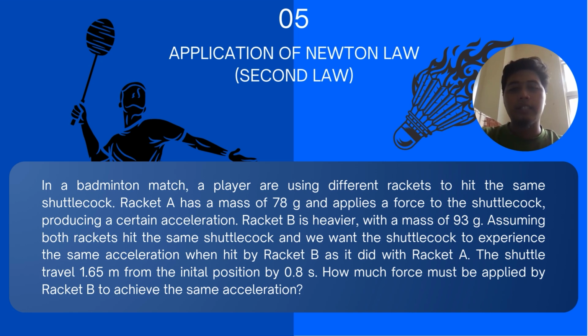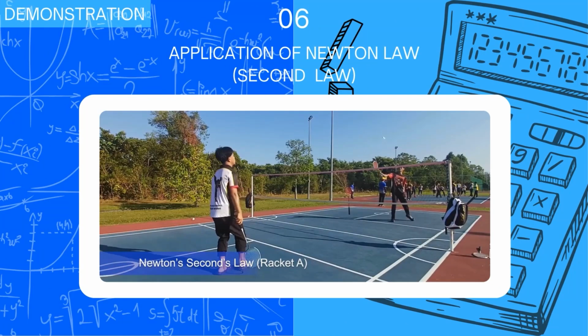The shuttle traveled 1.65 meters from the initial position in 0.8 seconds. How much force must be applied by racket B to achieve the same acceleration?